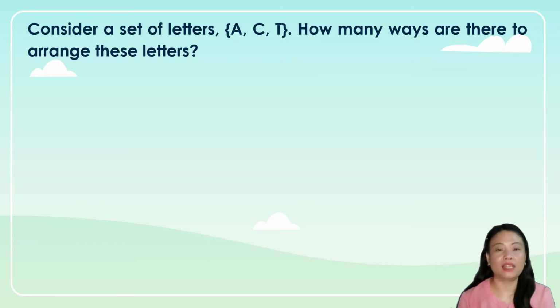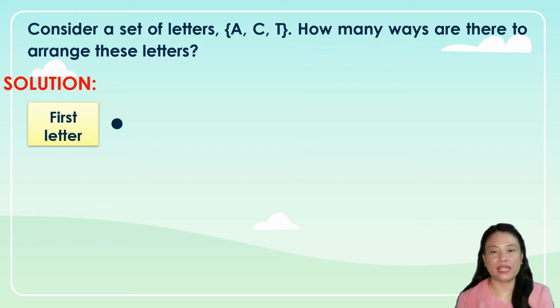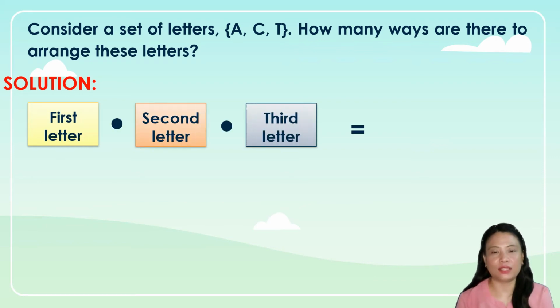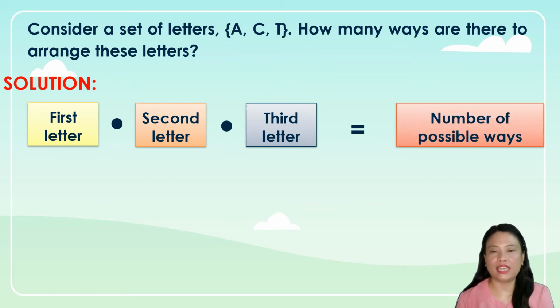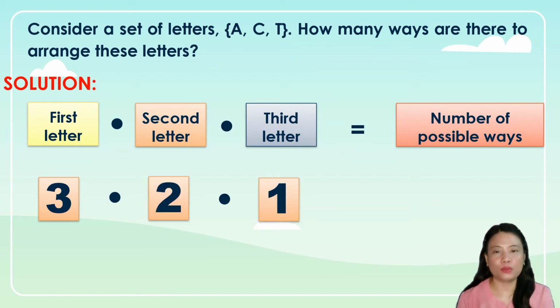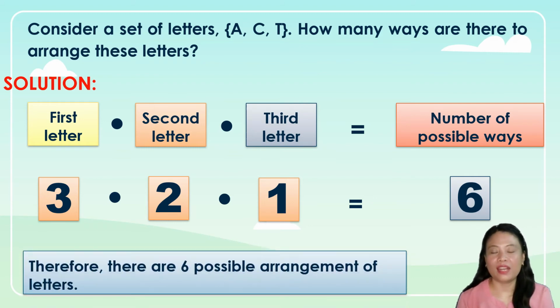Applying the fundamental counting principle in this problem, our solution is first letter times the second letter times the third letter equals the number of possible ways. Substituting the number of choices, then we will have 3 times 2 times 1. What is the result? Did you get 6? Then you're correct. Therefore, there are 6 possible arrangements of letters.